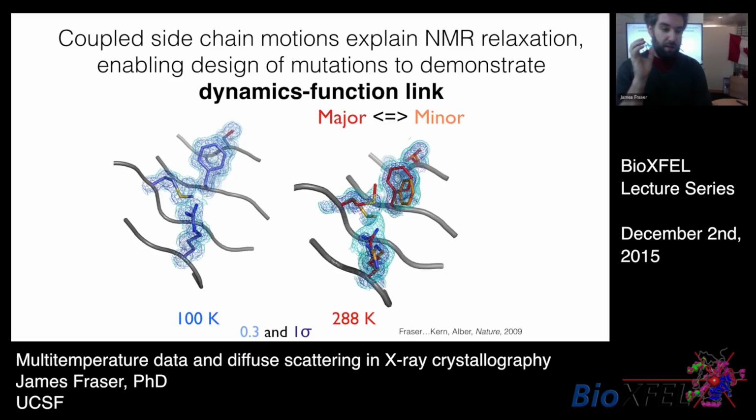And so the theme of this is really that we get a biased subset of the ensemble at 100 Kelvin. And I think we can do a better job by looking at ambient temperature electron density maps and then modeling them using these multi-conformer models.